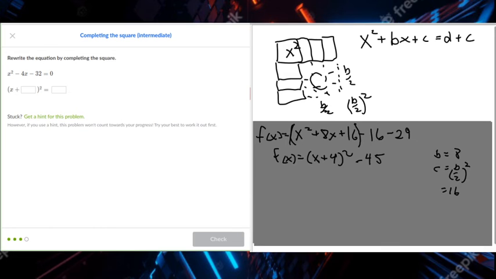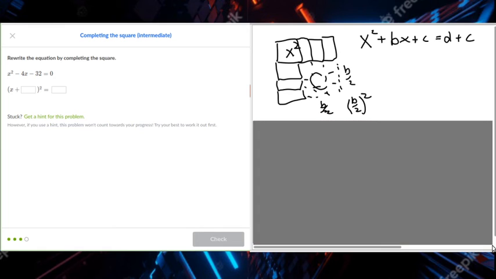All right, we have one more here. Okay, so this time we have an equation. So we'll do that by adding on both sides. So I'm going to have x squared minus 4x minus 32 is equal to 0. So I'm going to get rid of the constant here, and I'm going to say x squared minus 4x. I'll add 32 to both sides so that it's 32.